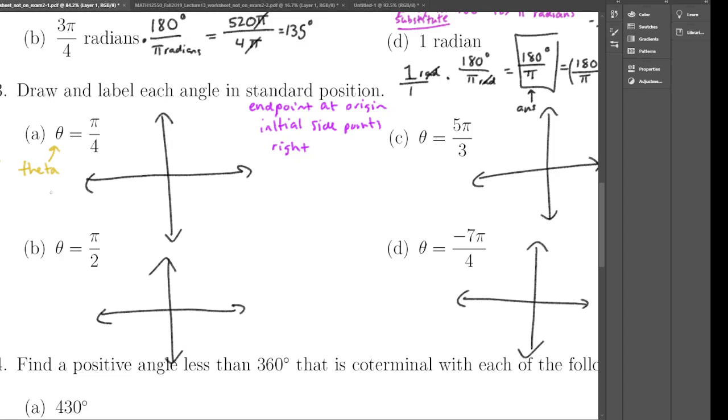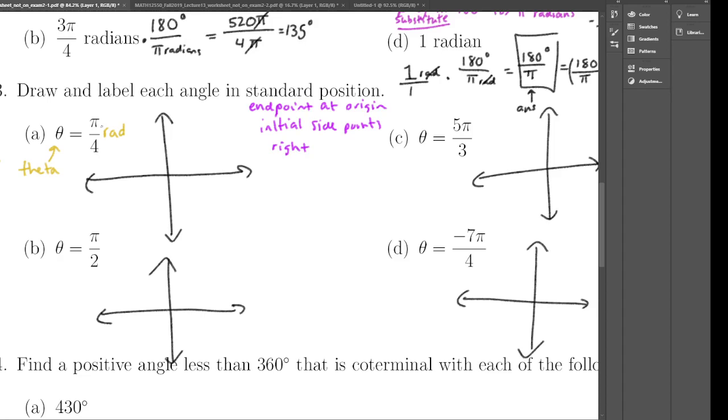Now, here we have this angle theta equals pi over 4. Notice that they don't mention whether it's degrees or radians. In this case, we can infer that this means radians from two things. One, they'll almost always say degrees if they mean degrees. They'll always have the degree symbol. And so if they leave it blank, it's probably radians.